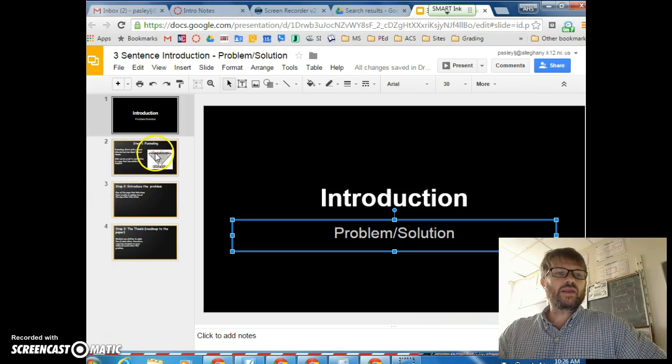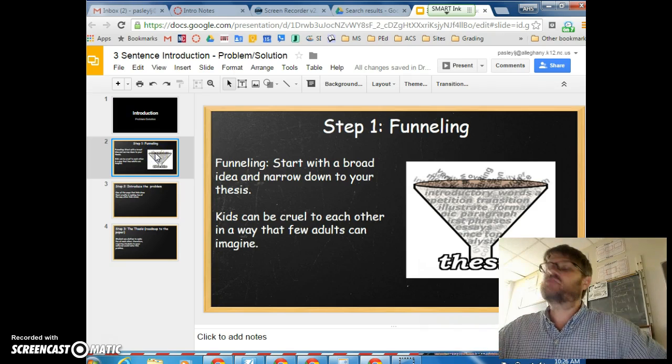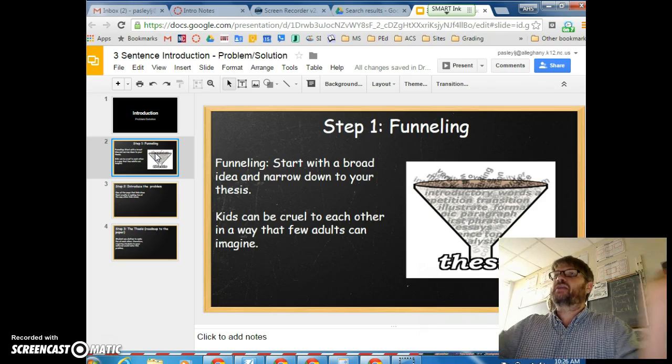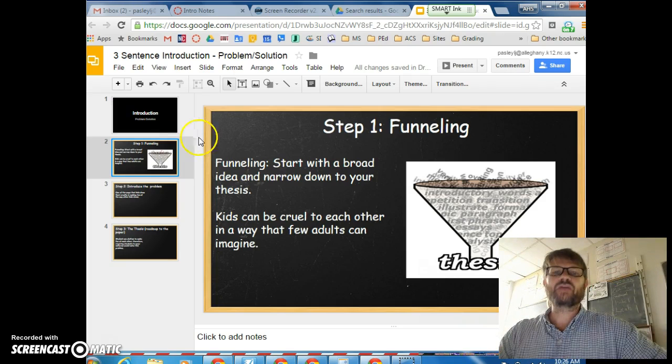Step number 1 is the most important step, and you can use this all the way up through college, any paper that you write. It's the idea of funneling. If you think about the shape of a funnel, it starts really broad and then it narrows down to something specific. So that's what we want to do. We want to start with a really broad idea and narrow down to a thesis.